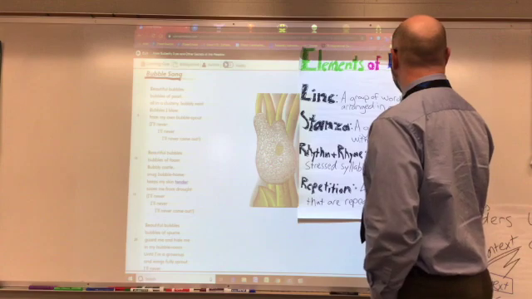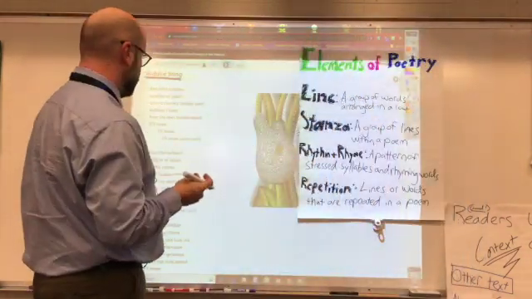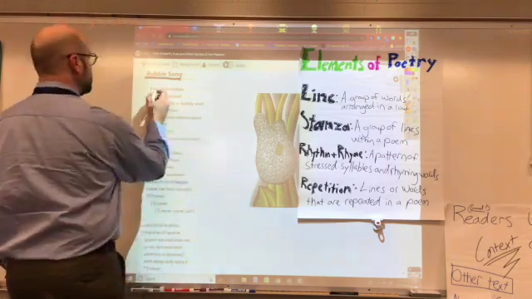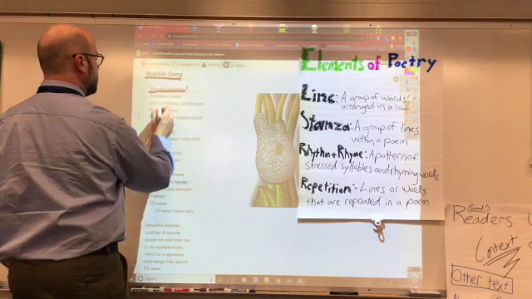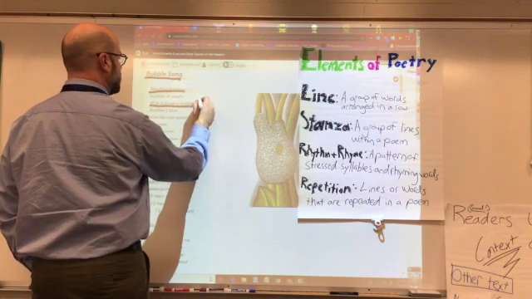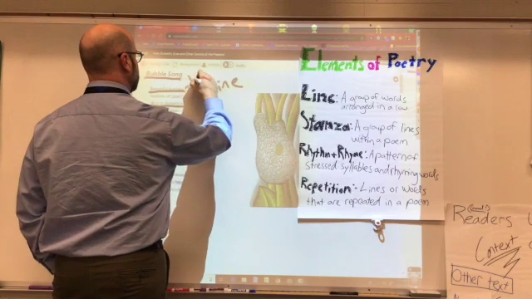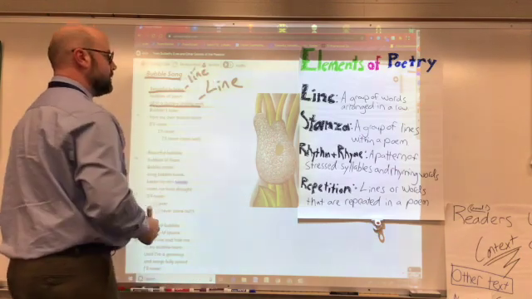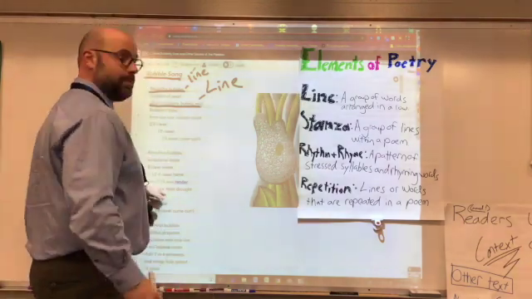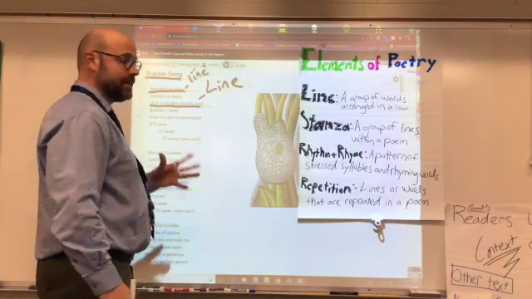So what I want to look at is this poem actually has all five of these elements in it. So I look at these words right here, those are lines. That's a line. Group of words arranged in a row, just like that. That's a line of a poem. Okay? It's just like a sentence.